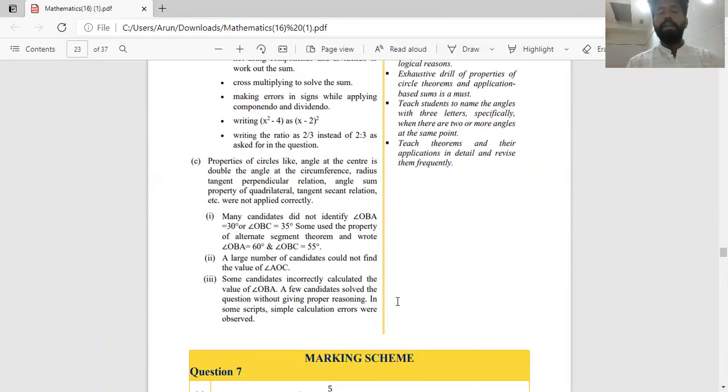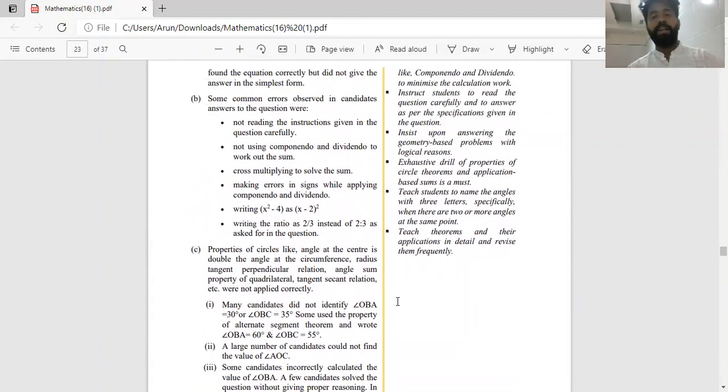Then a large number of candidates could not find the value of angle AOC. Some candidates incorrectly calculated the value of angle OBA. A few candidates solved the question without giving proper reasoning in some scripts. Simple calculation errors were also observed. So a few tips to the students from our end. First of all, read the question carefully and answer as per the specification given in the question.